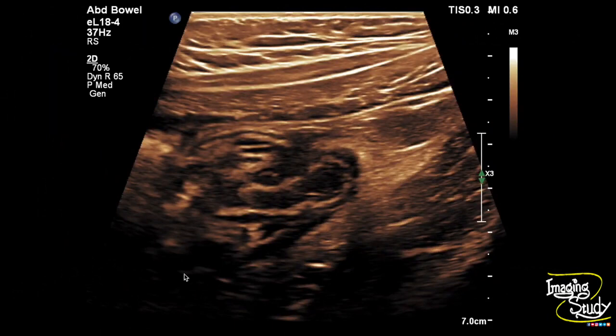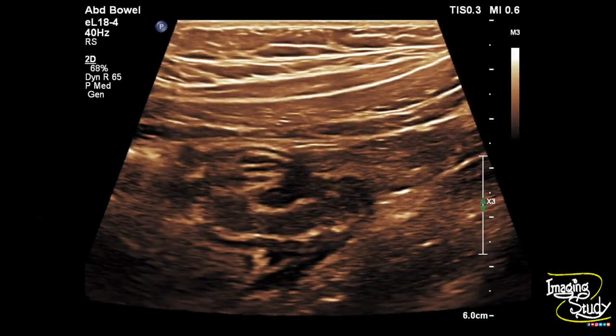Here's the picture. You can see the blind-ended distended non-compressible tubular structure. We have tried to compress it. It is connected to adjacent cecum. This is the surrounding fat stranding, which is due to the acute inflammatory process. Another picture, and you can see this appendix with surrounding fluid collection.